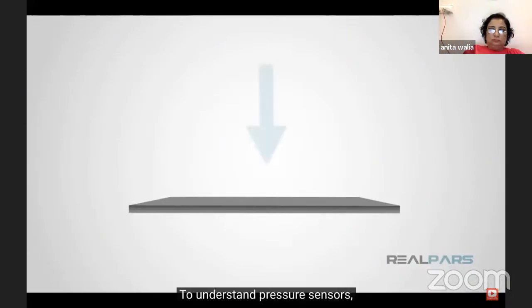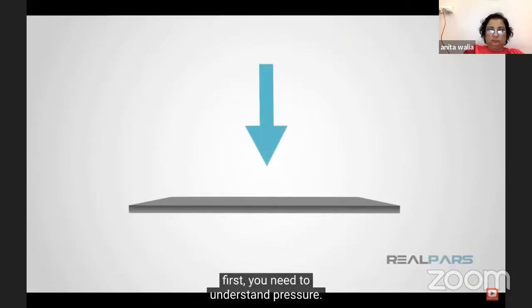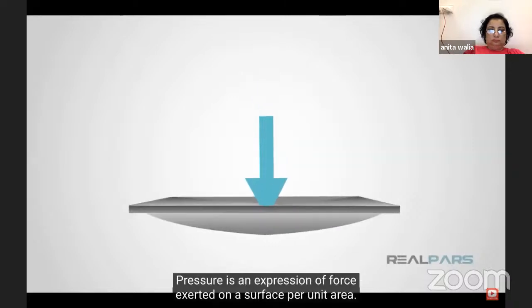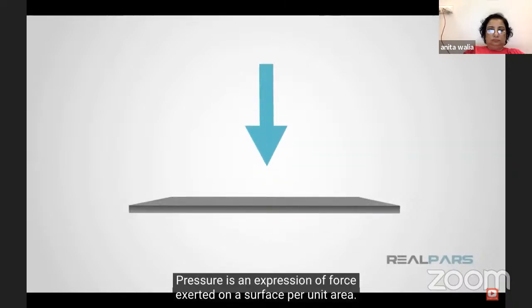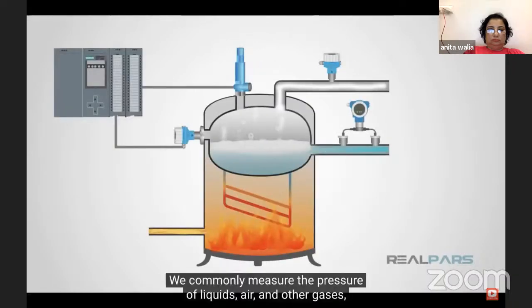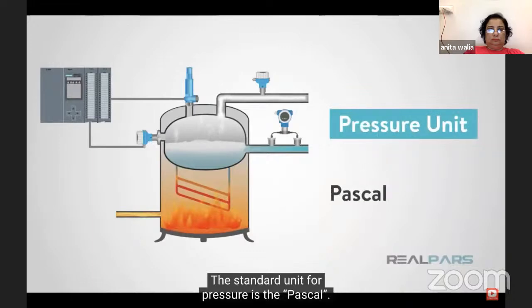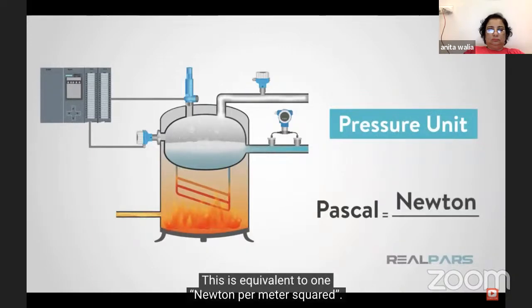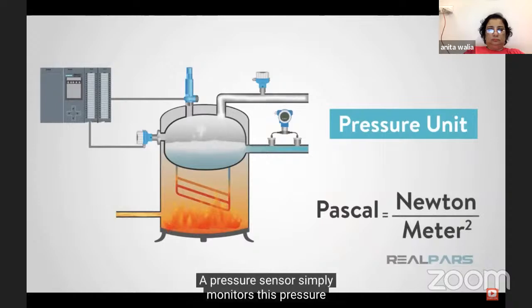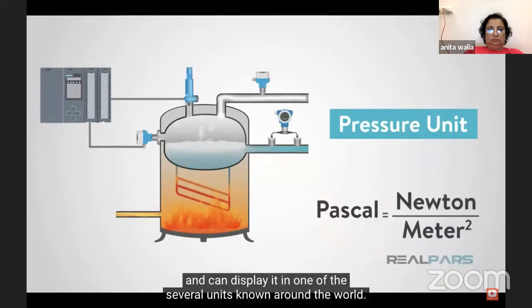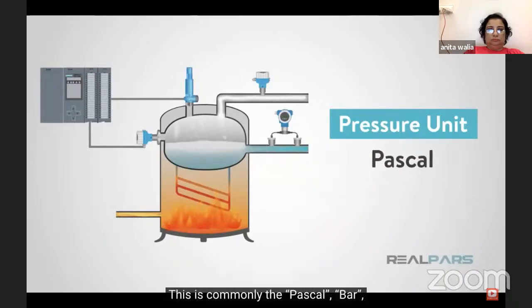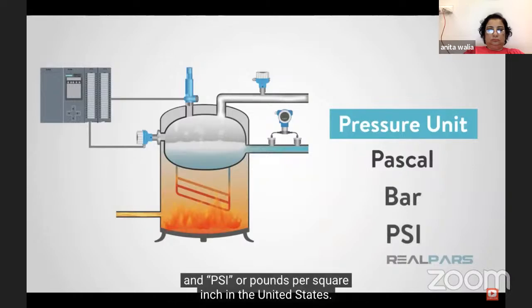To understand pressure sensors, first, you need to understand pressure. Pressure is an expression of force exerted on a surface per unit area. We commonly measure the pressure of liquids, air, and other gases, amongst other things. The standard unit for pressure is the Pascal. This is equivalent to 1 Newton per meter squared. A pressure sensor simply monitors this pressure and can display it in one of the several units known around the world. This is commonly the Pascal, bar, and PSI, or pounds per square inch in the United States.